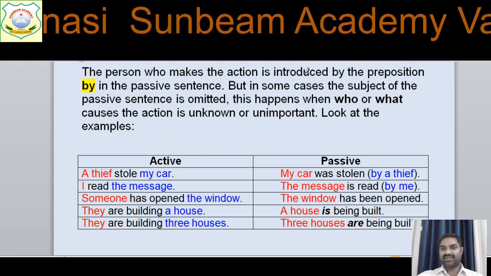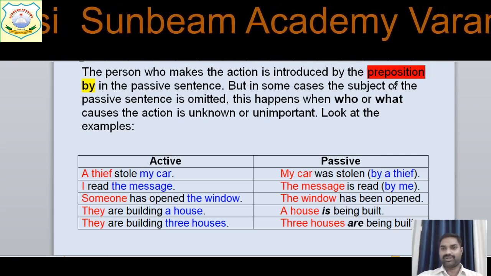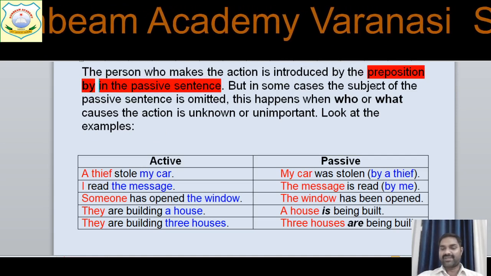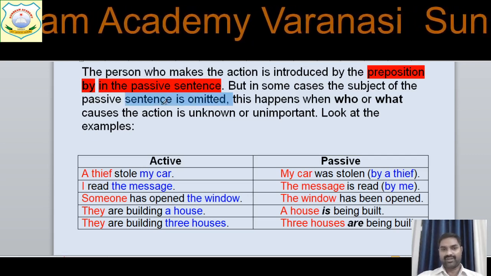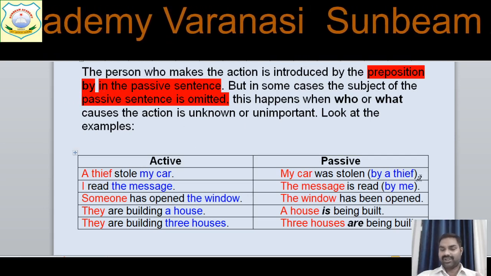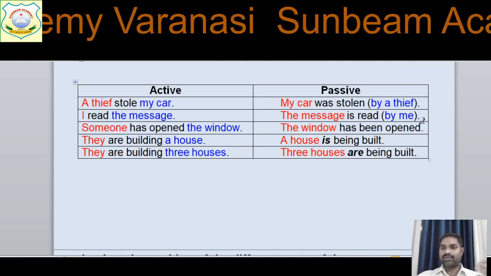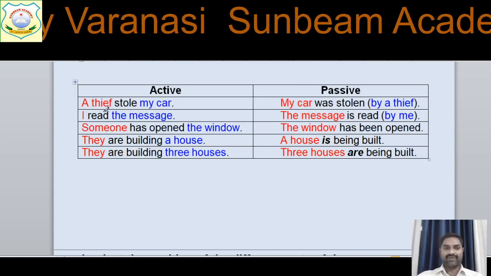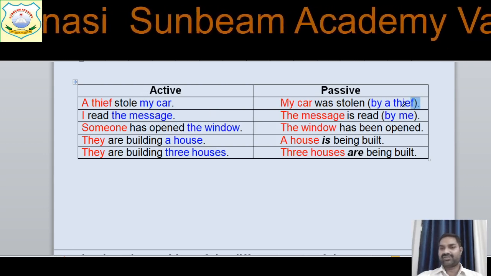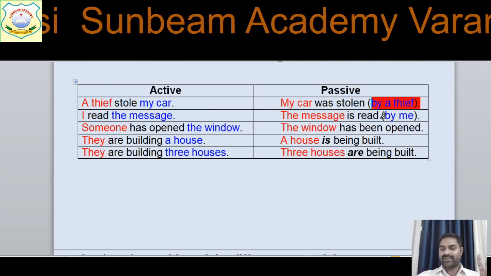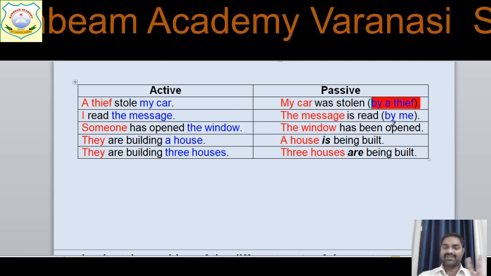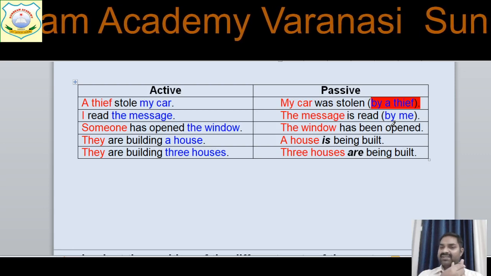The person who makes the action is introduced by the preposition that you have learned here. The preposition is used in the passive sentence, but in some cases the doer of the passive sentence is omitted. Somewhere you are not required to put the preposition by, because it is understood who the doer is. So there you are not required. And where the person is not known, there also you are not required to write down the doer. So there are two reasons for not adding the preposition and the object after it. Number one is when you do not know who the doer is, and number two is when the doer is understood.